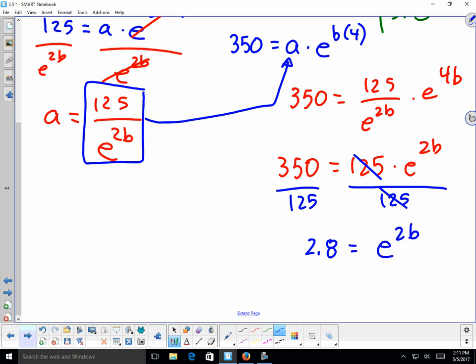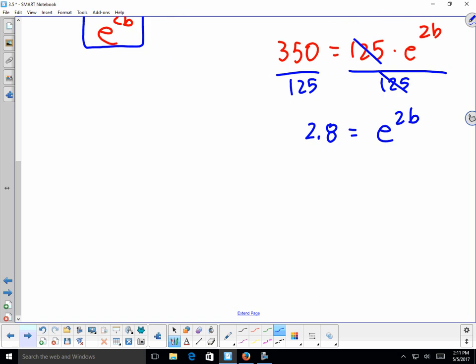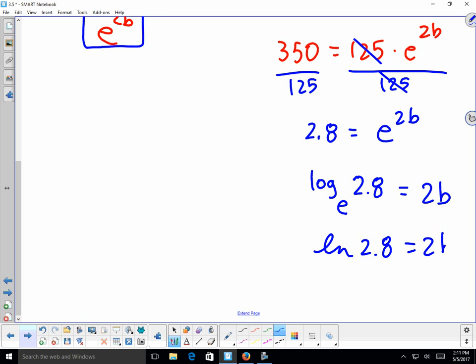And then what are we going to do to solve for b here, Mia? Okay, so what's that going to look like? Log to the base e of 2.8 equals 2b. Do people agree with this? Yeah. And you know that that's the same as ln of 2.8 equaling 2b. And we're going to divide both sides by 2.